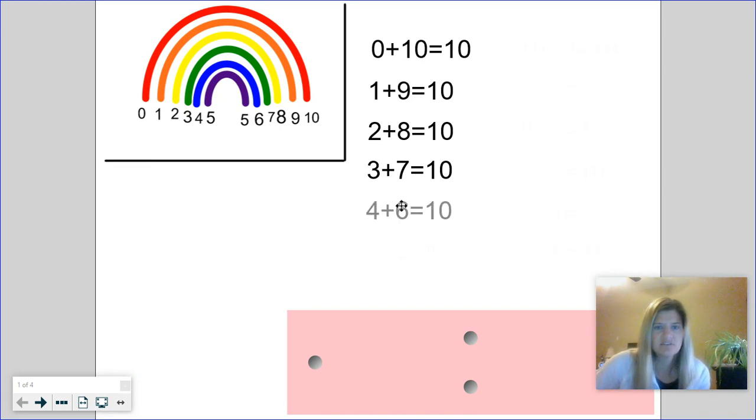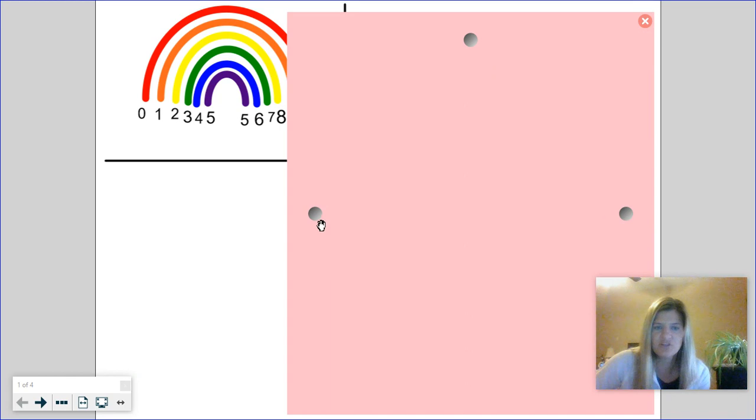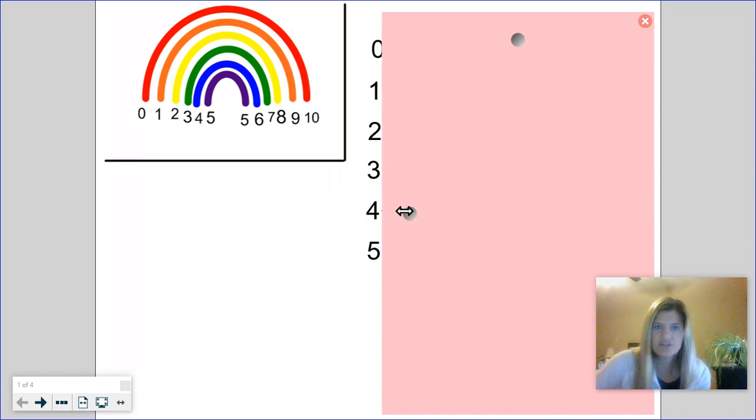Let's see the next one. 4 plus 6. And the last one on this side, 5 plus 5. Here you see partners of 10. Okay, let's review really quick the pattern that we noticed with these partners. All right, if we look at this side, remember we see 0, 1, 2, 3, 4, 5. What's happening to the numbers? Oh, you're right. Each number is increasing by 1.